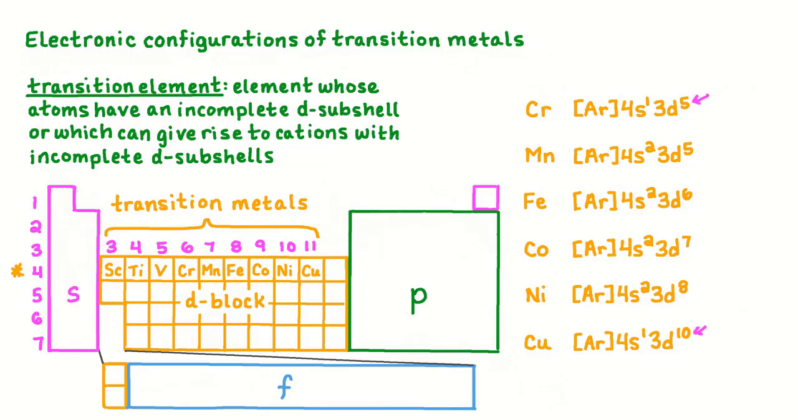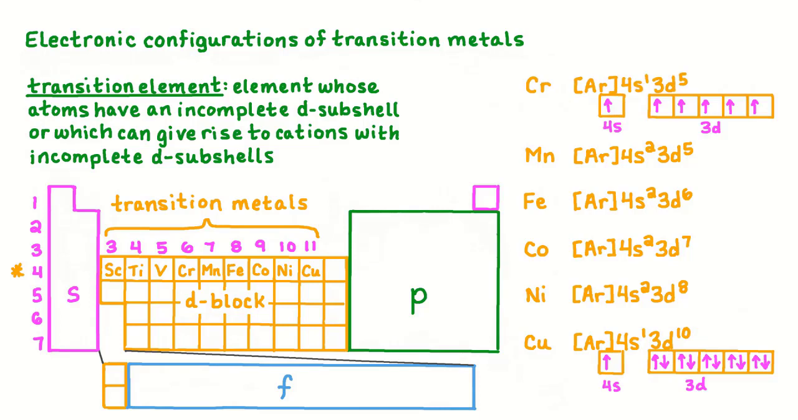However, in the electron configurations of chromium and copper, the d subshell contains 1 more electron than we would expect. By closely inspecting the electron configurations and orbital diagrams of chromium and copper, we see that the 4s subshell only contains 1 electron instead of 2. The result is that in chromium, the 4s and 3d subshells are exactly half full. And in copper, the 4s subshell is half full and the 3d subshell is completely full.